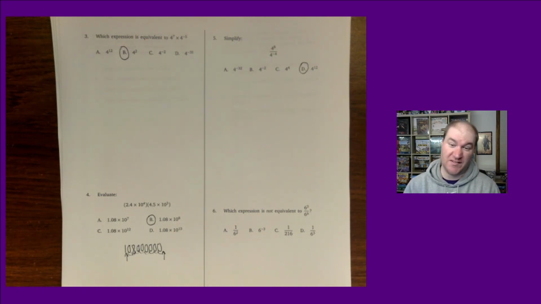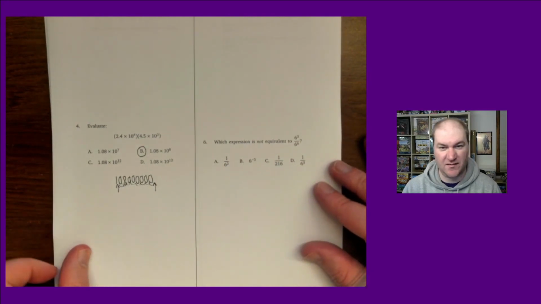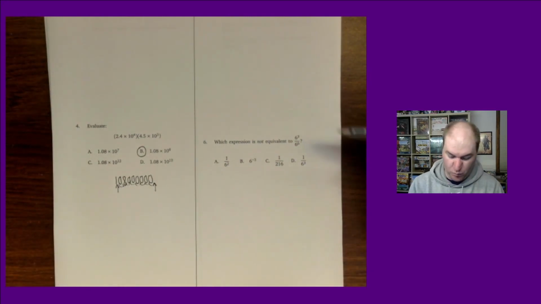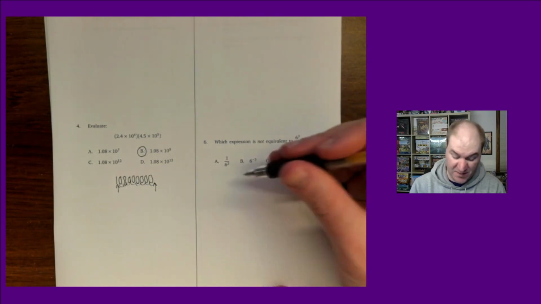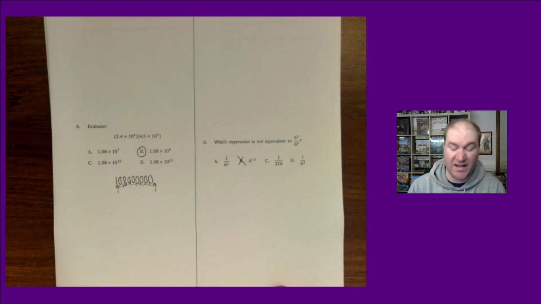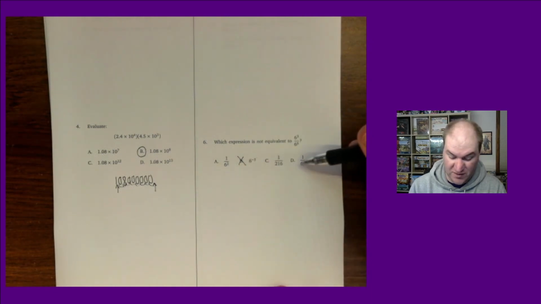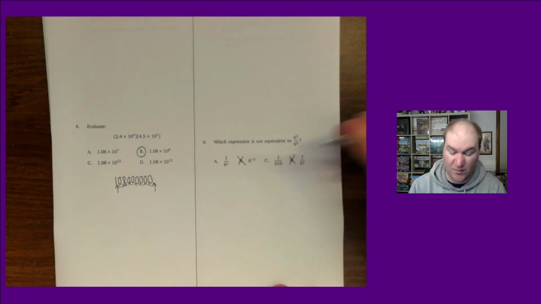Number 6, which one is not equivalent to 6 to the 3rd divided by 6 to the 6th? Well, we just learned dividing, subtract the exponent. 3 minus 6 is negative 3. This one is equivalent. 6 to the negative 3rd can be rewritten. A negative exponent can be put in the denominator of the fraction, and then you cut off the negative sign. So that right there is equivalent to that. Those two are the same, so it's not that one.